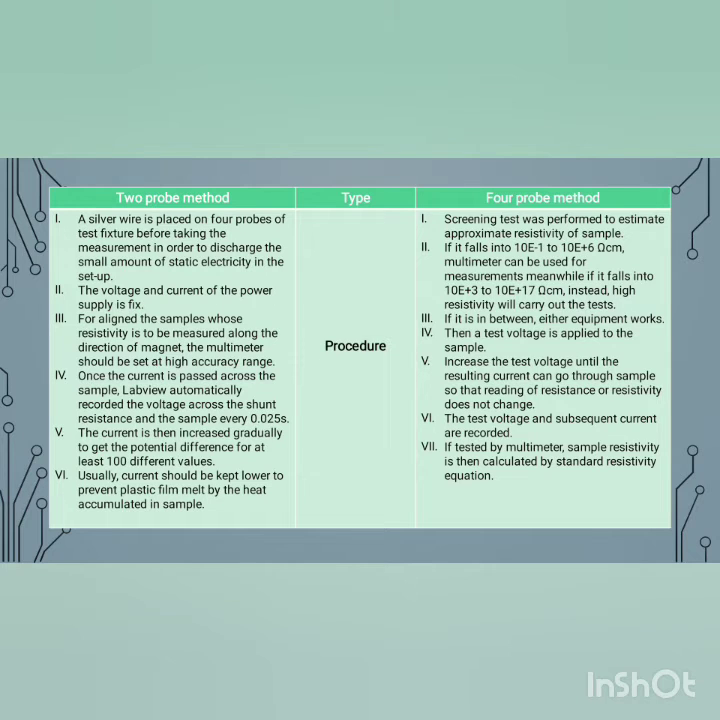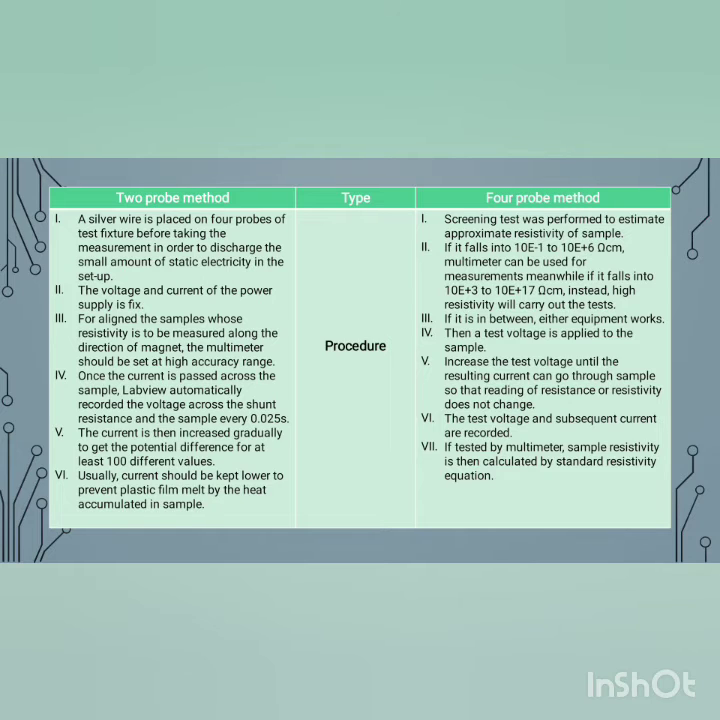Then, a test voltage is applied to the sample. Increase the test voltage until the resulting current going through the sample is such that the reading of resistance or resistivity does not change. The test voltage and subsequent current are recorded. If tested by multimeter, sample resistivity is then calculated by the standard resistivity equation.